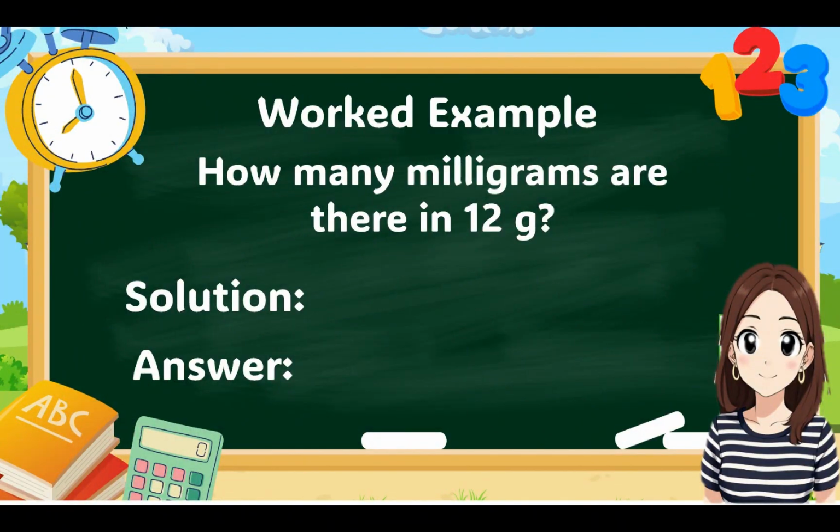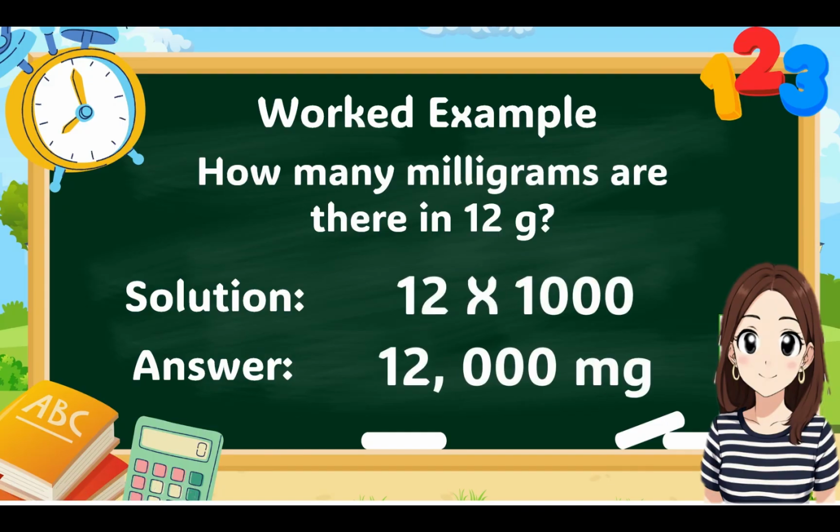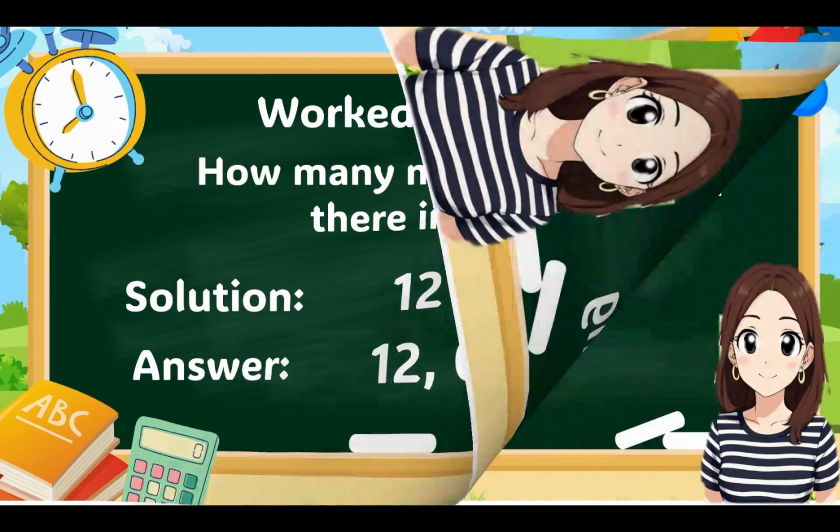Now for our next example, how many milligrams are there in 12 grams? So that is from grams to milligrams. Converting grams to milligrams means multiplying 12 by 1,000. So we have 12 times 1,000 equals 12,000 milligrams.